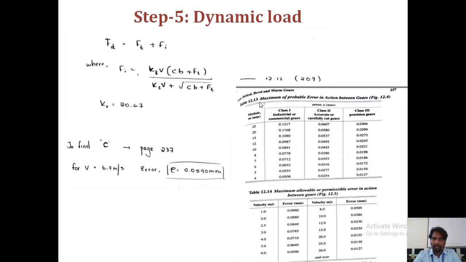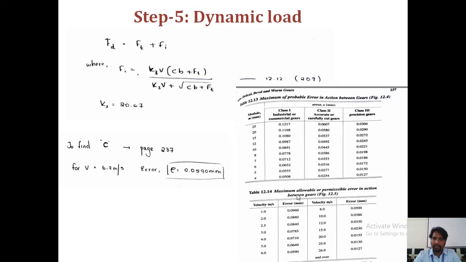So in table 12.13, the module is given, and the first case is class 1, industrial or commercial gear. The second is class 2, accurate or carefully cut gears, and class 3 is precision gears. So we need to take the error from 12.13 when class 1, class 2 or class 3 data is given in the problem.